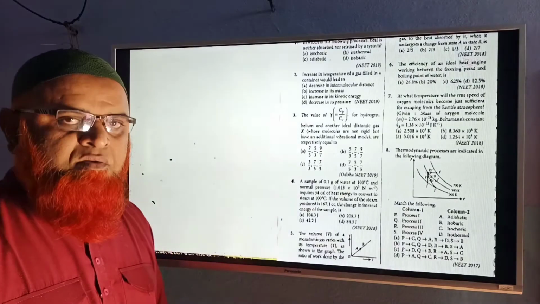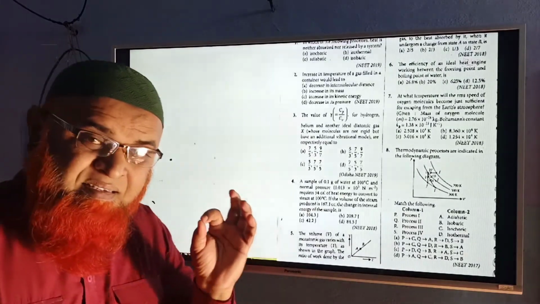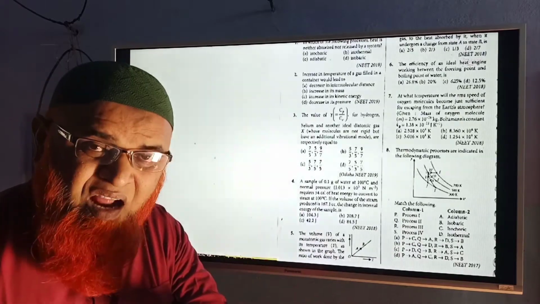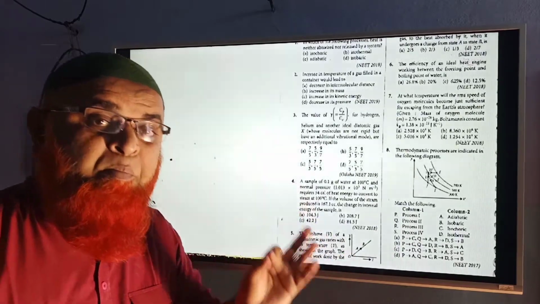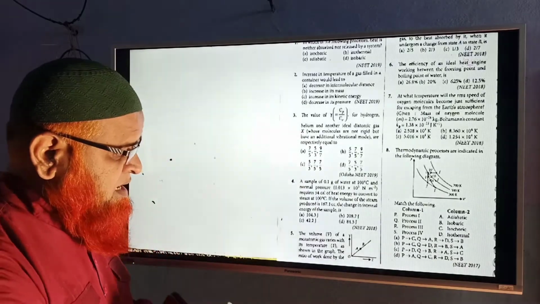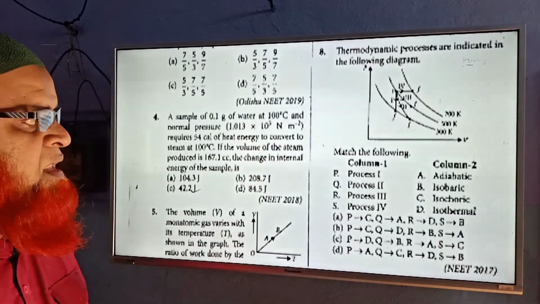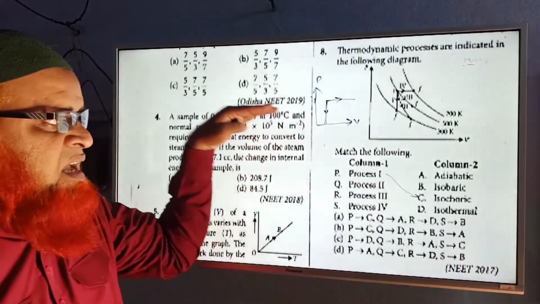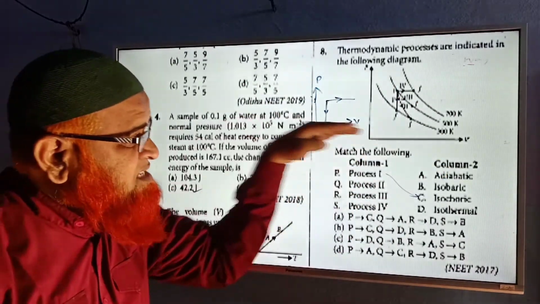Dear students, today we are discussing heat. In the heat part, how many questions were asked in previous years? For example, a problem here. If you see this graph, process 1, what type of process is it? It is just like a bar.